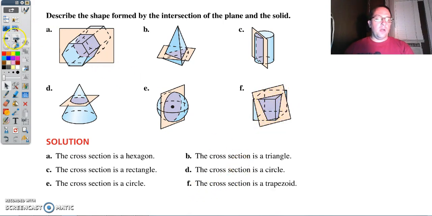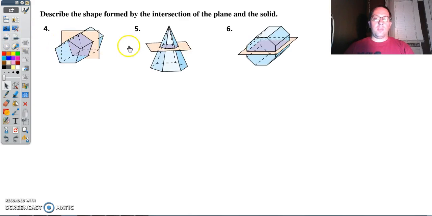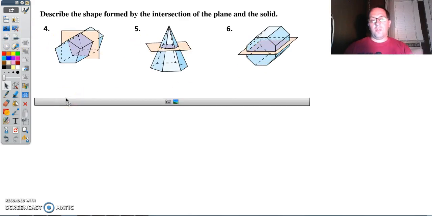Alright. What I want you to do is look at these three here. Tell me what shape the cross section is. Alright, let's see what you got.